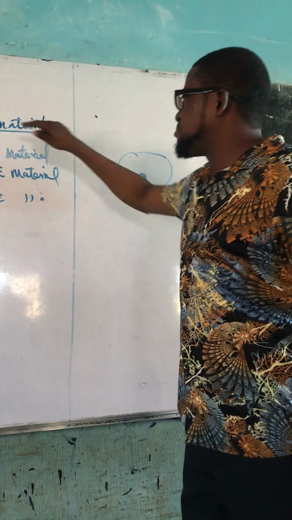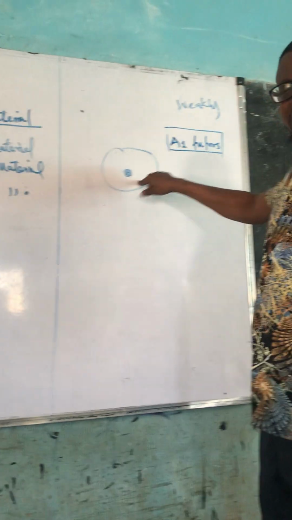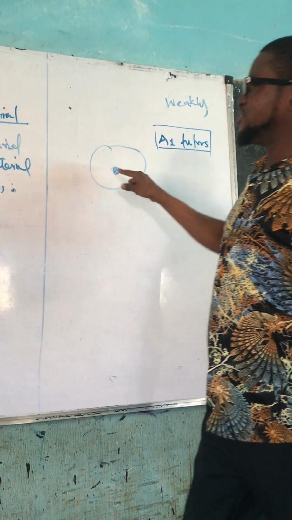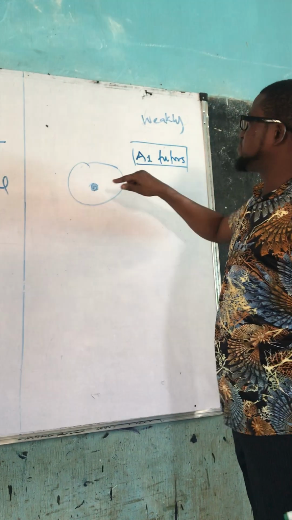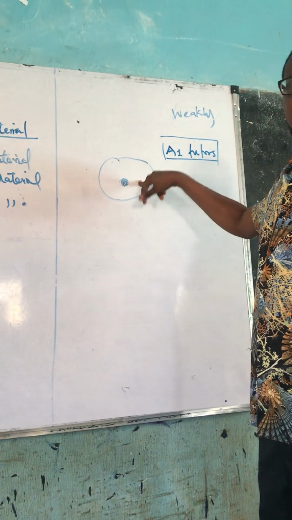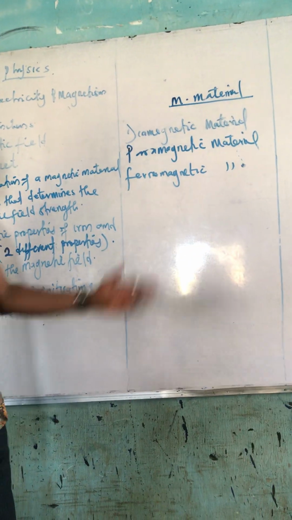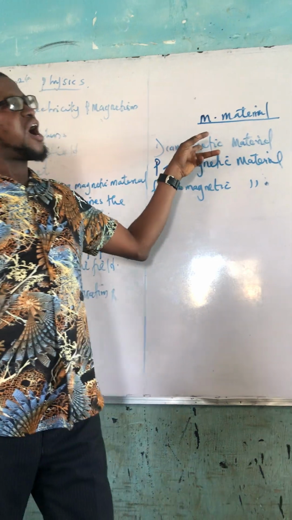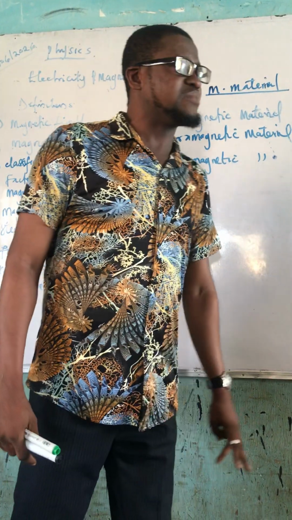Any magnetic material that is weakly attracted to the magnetic field, it is called what? Paramagnetic material. Any magnetic material that is strongly attracted to what? To the magnetic field, it is called what? Ferromagnetic material. So some examples of diamagnetic material, let me say water itself is a diamagnetic material.